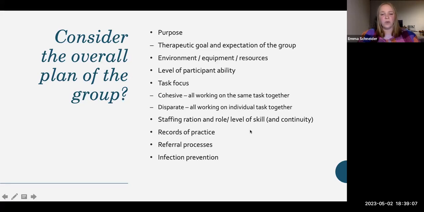Have we got clear referral processes in line? And infection prevention. How many people are allowed to participate? Are people from different wards allowed to collaborate? How do we keep them coordinated in that sense?